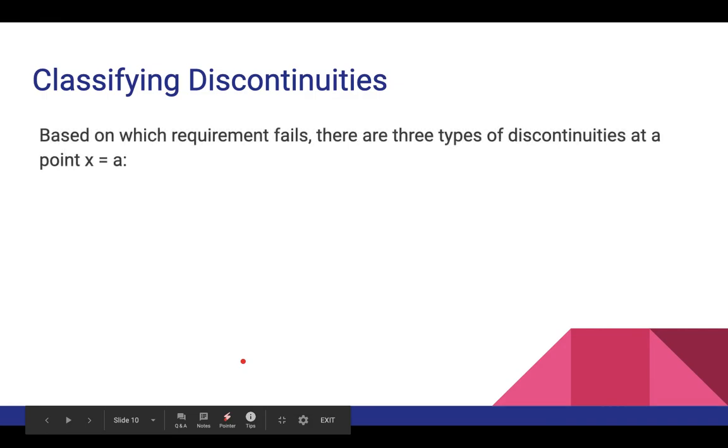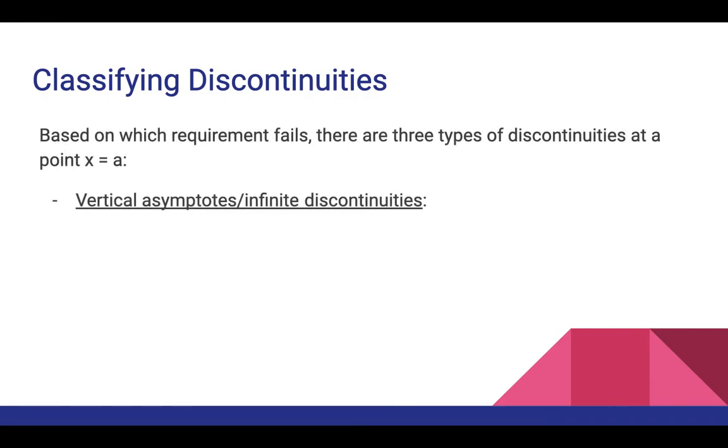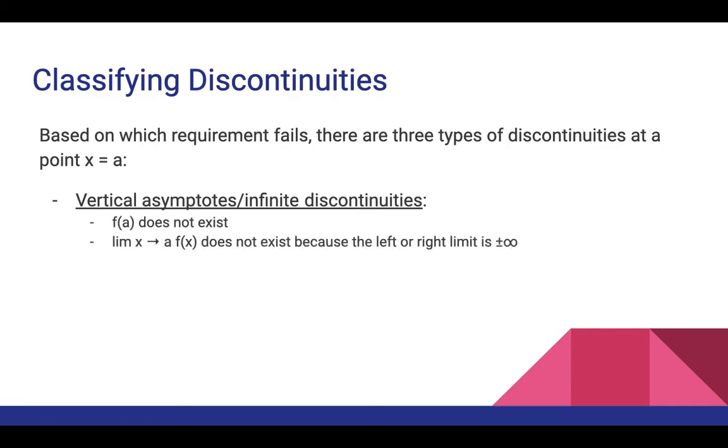Classifying discontinuities based on which requirement fails, there are three types of discontinuities at a point x equals a. Vertical asymptotes, or infinite discontinuities: f of a does not exist, and the limit does not exist because the left or right limit, one or the other, doesn't have to be both, but it could be, is plus or minus infinity.